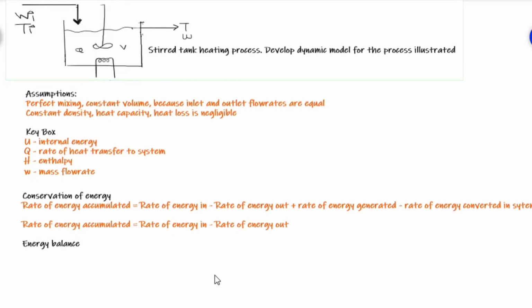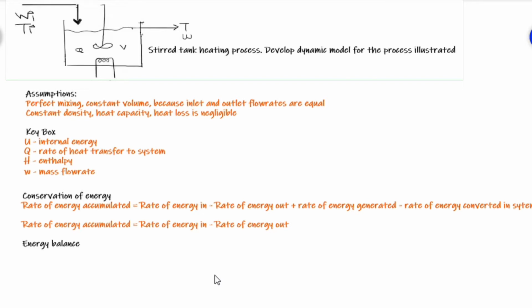Let us develop a dynamic model for this process illustrated, which is a stirred tank heating process. Assumptions that we can make is that in the tank we have a perfectly mixed solution. The exit temperature is T and the entering temperature is Ti. We can assume constant volume because the inlet and the outlet flow rate are equal. Also, density and the heat capacity C are assumed to be constant. Let's also neglect any heat losses.